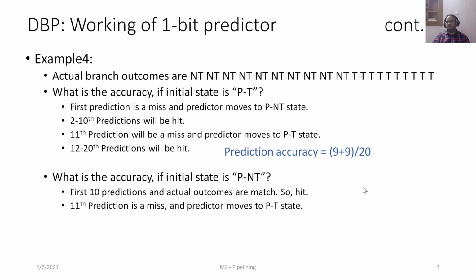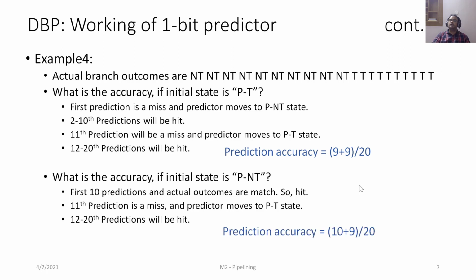The 11th time will be a misprediction and we'll switch the state to PT, and the remaining 9 times will be hit. So the prediction accuracy is 19 upon 20. Right. So the key point here that I want to convey is the starting state of your branch predictor has a say on the accuracy.